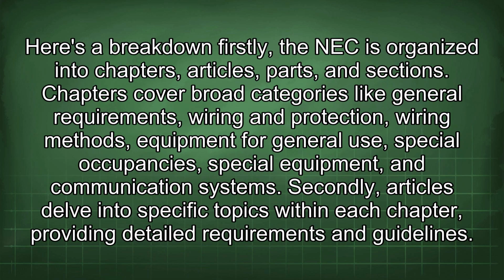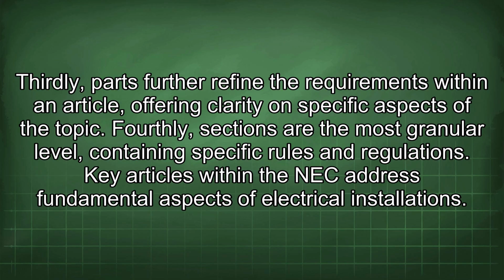Firstly, the NEC is organized into chapters, articles, parts, and sections. Chapters cover broad categories like general requirements, wiring and protection, wiring methods, equipment for general use, special occupancies, special equipment, and communication systems. Secondly, articles delve into specific topics within each chapter, providing detailed requirements and guidelines. Thirdly, parts further refine the requirements within an article, offering clarity on specific aspects of the topic. Fourthly, sections are the most granular level, containing specific rules and regulations.